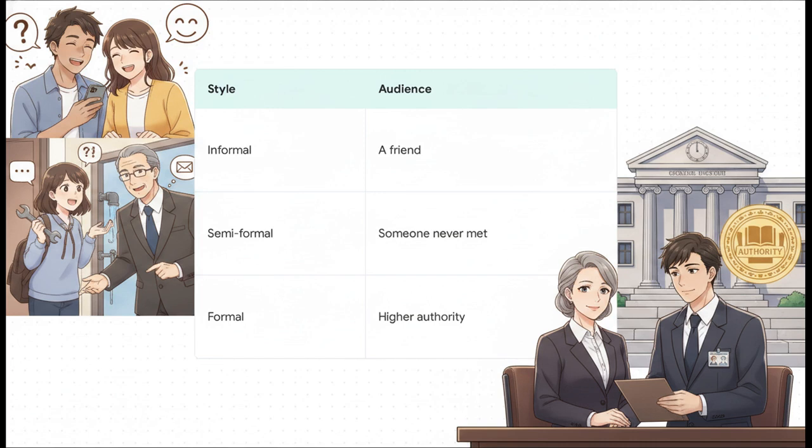Second is semi-formal. This is for someone you maybe haven't personally met, but you have a specific defined relationship with. Think like a landlord or a school principal. It's that slightly awkward but incredibly important difference between texting your best buddy and writing to a landlord you've somehow never actually laid eyes on, but who fixes your plumbing. You definitely wouldn't use slang with your landlord, right?